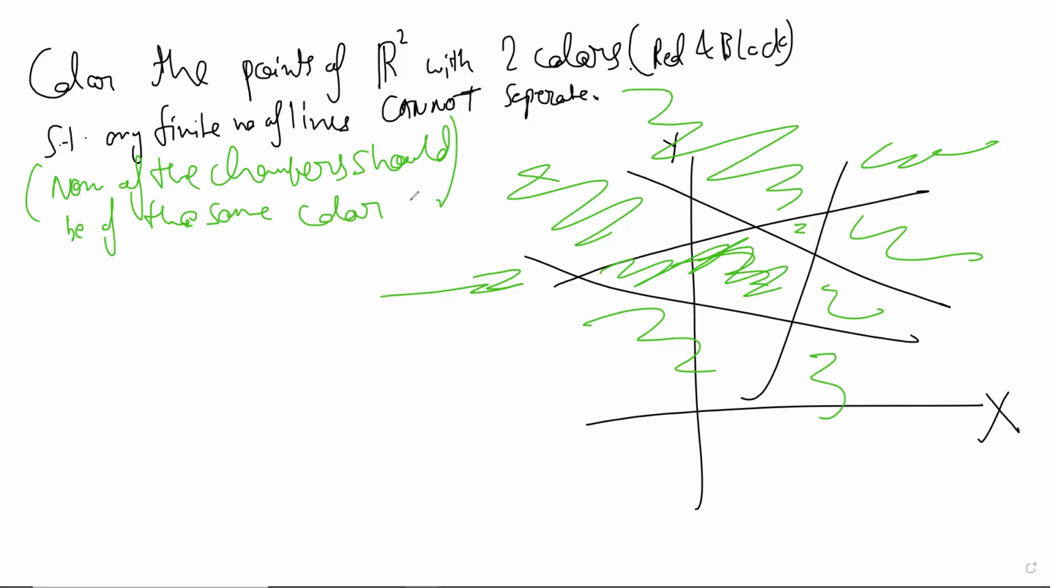Any finite number of lines you take will create these chambers, right? All of the chambers should not be the same color. Otherwise, if each chamber is of some particular color, then the colors are separated in those chambers. But that should not happen. You need to color in a way that it cannot happen.